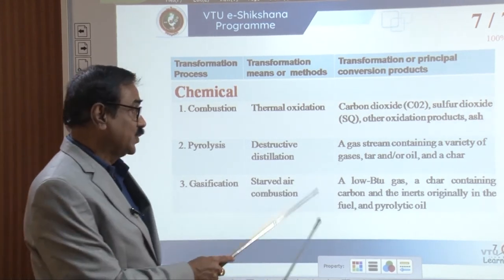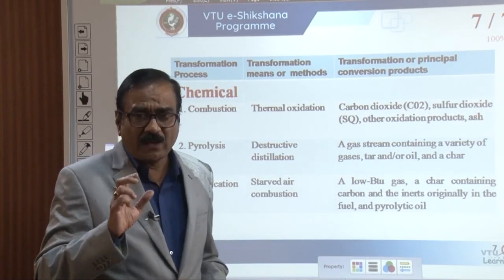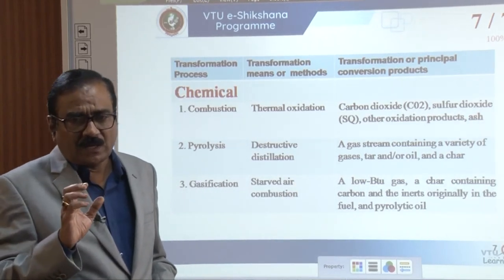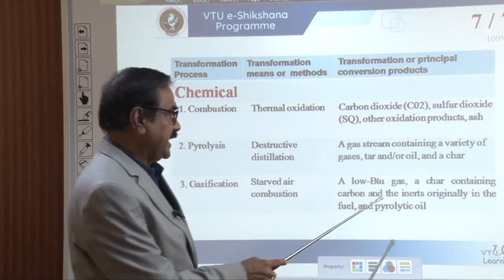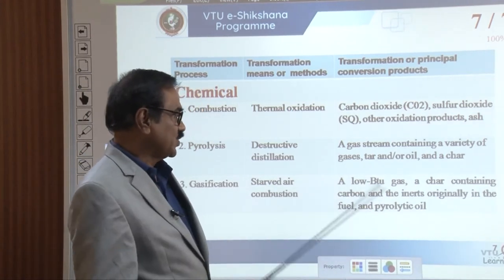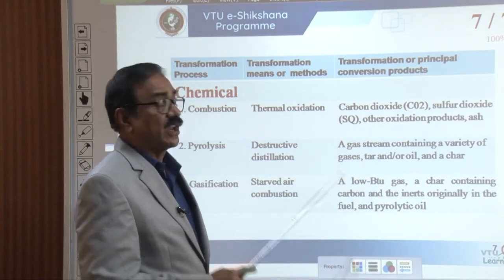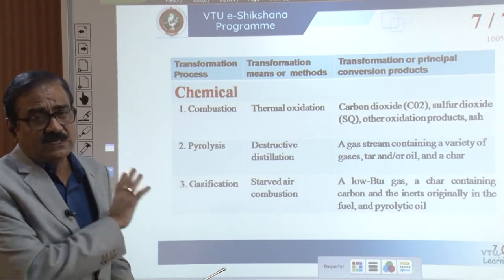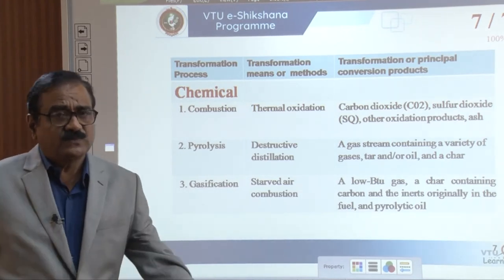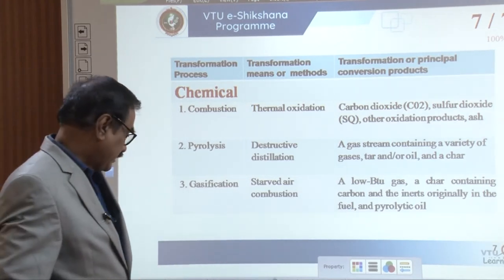And here, interestingly, we get a low BTU fuel and a char containing carbon dioxide, inerts originally in the fuel, and pyrolytic oil. So all the detailed discussion of this particular chemical process is out of scope of this module 2.